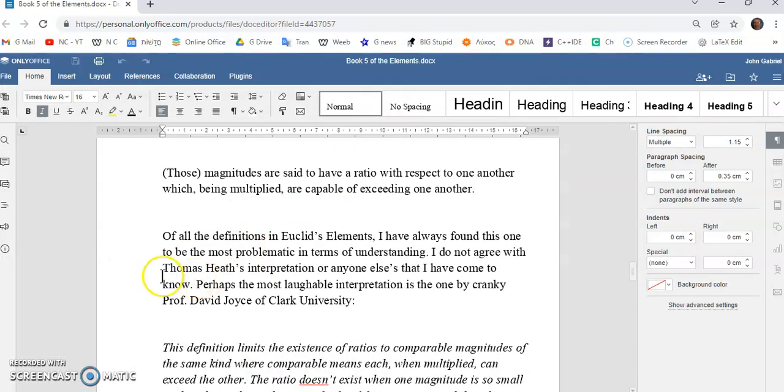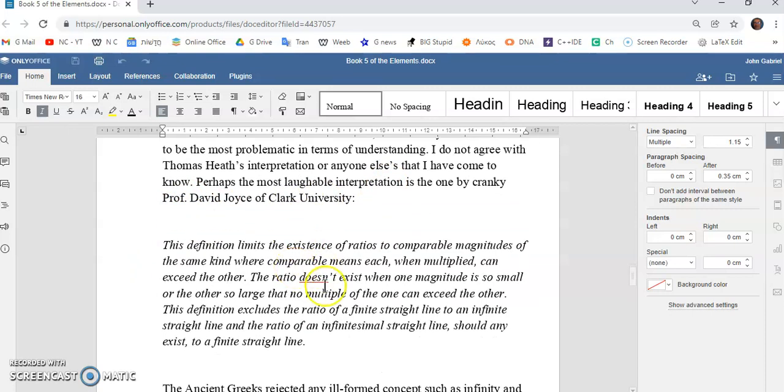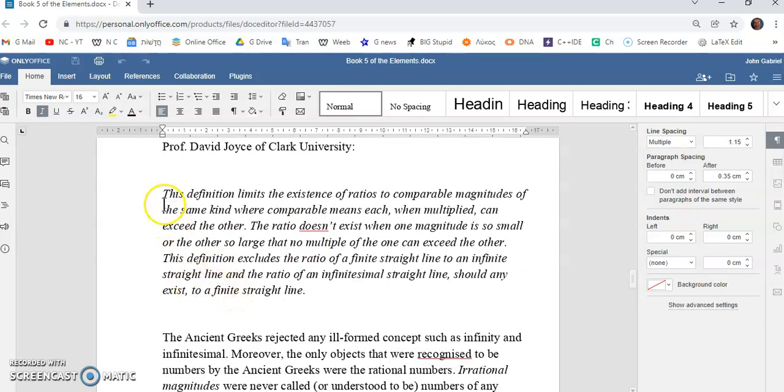Now, I don't agree with Thomas Heath's interpretation or anyone else's that I have come to know. But one of the most laughable is the one by that cranky Professor David Joyce of Clark University. So, he writes this on his site. He says, this definition limits the existence of ratios to comparable magnitudes of the same kind, where comparable means each, when multiplied, can exceed the other. And he says the ratio doesn't exist when one magnitude is so small or the other so large that no multiple of the one can exceed the other.